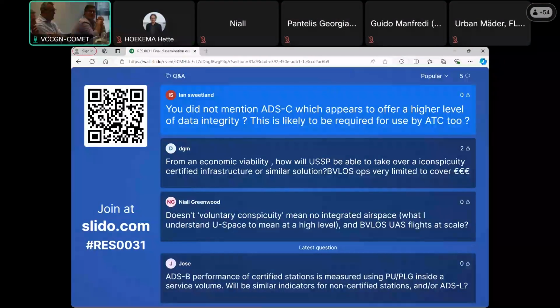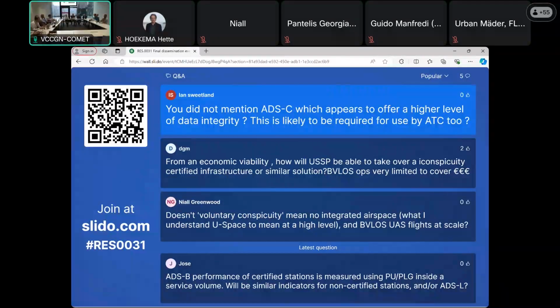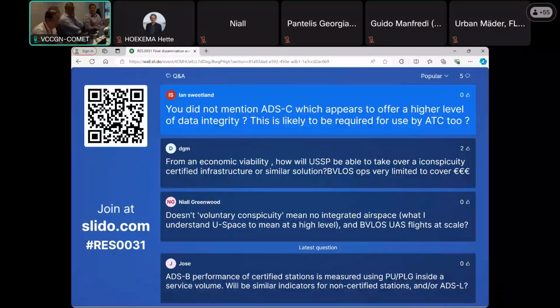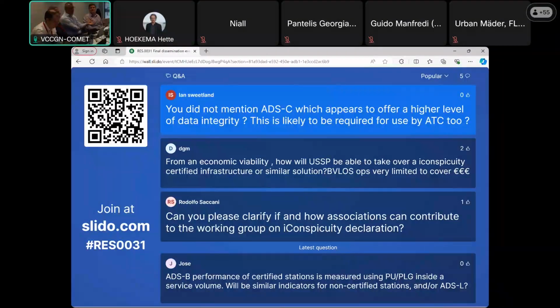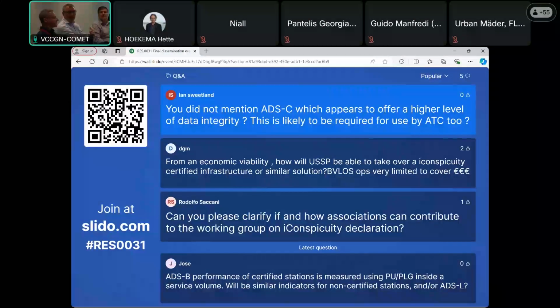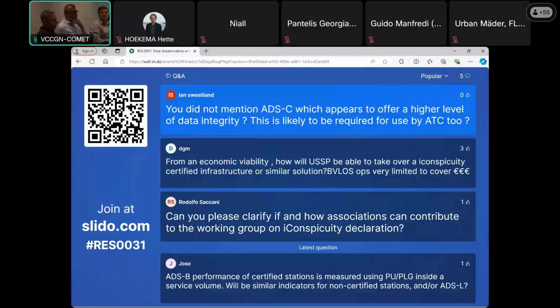So you didn't mention ADS-C, which appears to offer a higher level of data integrity. This is likely to be required for use by ATC too. Yes, I think ADS-C is linked to data link, and we did not use that here because of the costs. And also ADS-C is targeted for different user groups than it was targeted in this project. In this project, we were looking for uncontrolled traffic, flying typically at lower levels, GA, rotorcraft, often a community that is completely outside. So it was not in focus. We can confirm ADS-C was not a focus in this project. Yeah, that's correct.